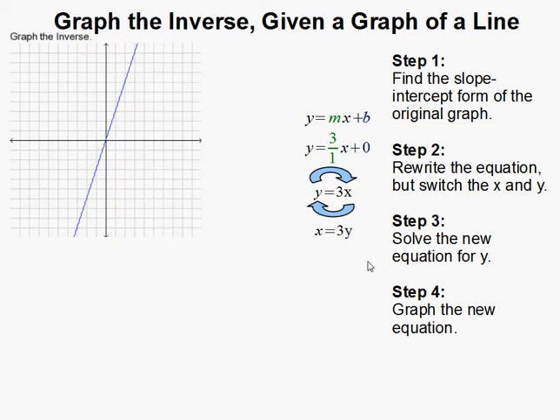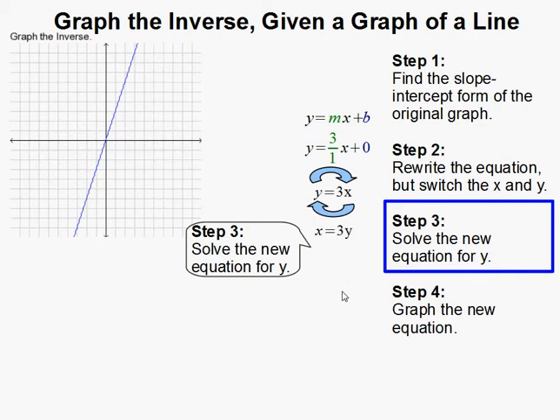And now we need to solve this new equation for y. So I divide both sides by 3 to get y by itself, and I get x over 3 equals y. Now, a lot of people like the y on the left side, so we can switch it like that. Okay, now this looks a lot more like this form here.